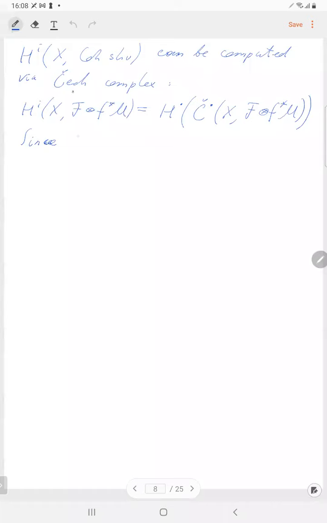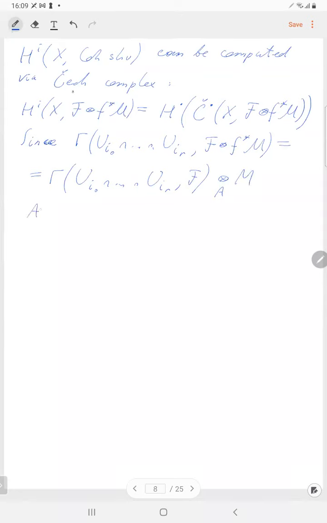But let me say that when you compute terms of this Čech complex, you take global sections of some intersections, I_0 intersect so on, I_R, with coefficients in F tensor the pullback of M. And then this is clearly just the global sections of the same intersection with coefficients in F, and then you just tensor over our algebra A with M. So here A is the algebra of regular functions on Y, and M is again the global sections of Y with coefficients in this sheaf M.